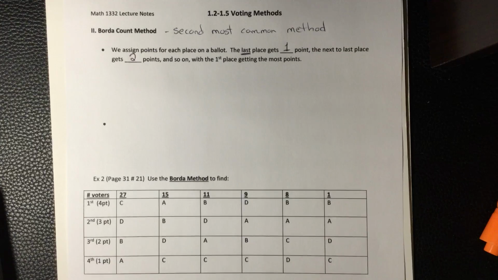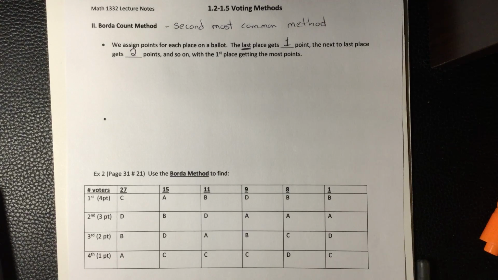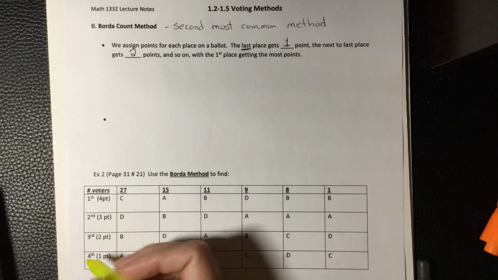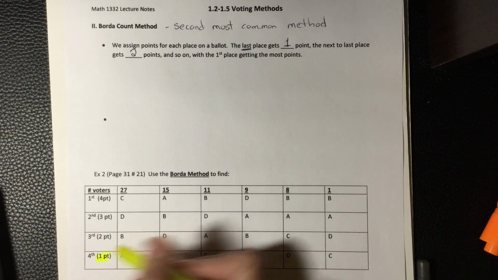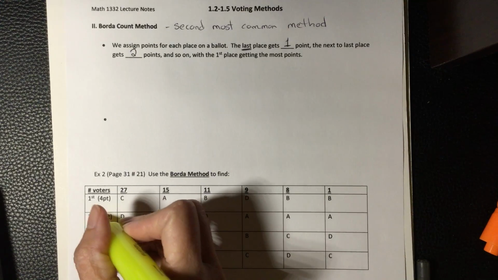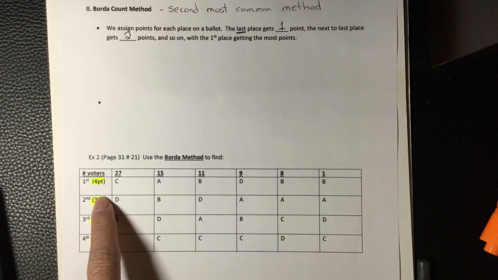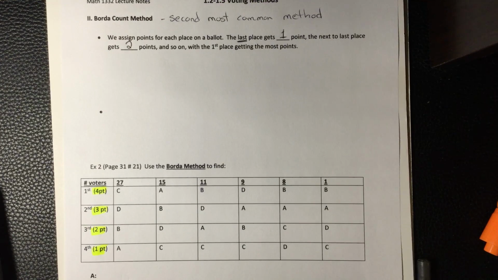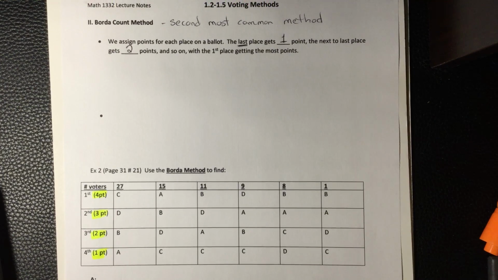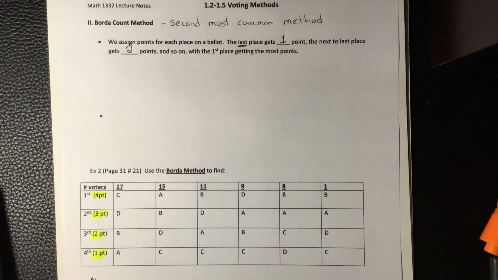If you'll notice on this example, I've already put in the point totals. This is last place, so they get 1 point. Then we start at the bottom and go up. Since there are 4 candidates, it goes up from 1 point to 4 points. They get that many points anytime somebody votes for them in that place.